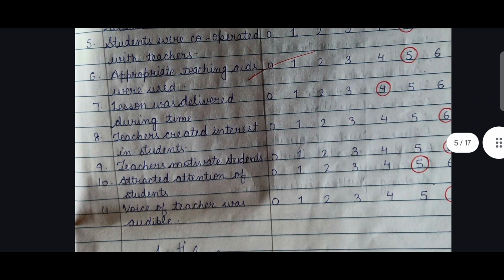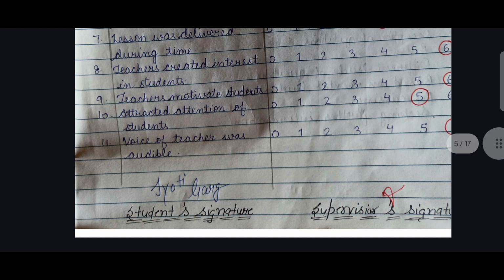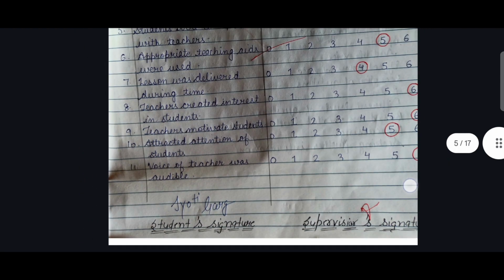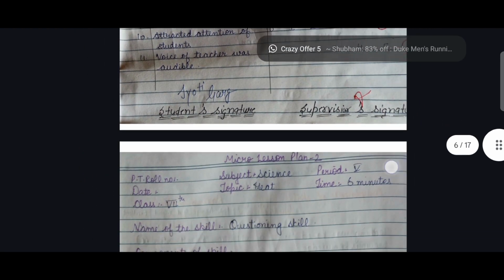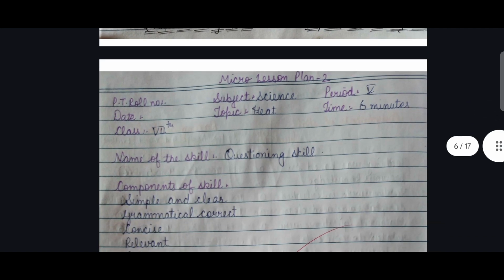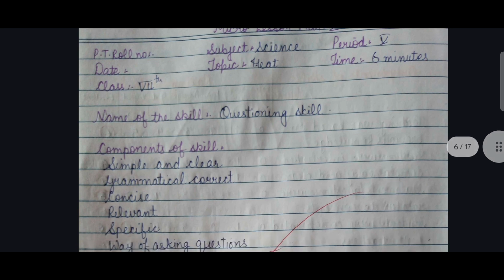Then at last, the pupil teacher signature and supervisor signature. And here our first micro lesson plan is ending, and now micro lesson plan number 2. This is on the topic heat, for class 7th.